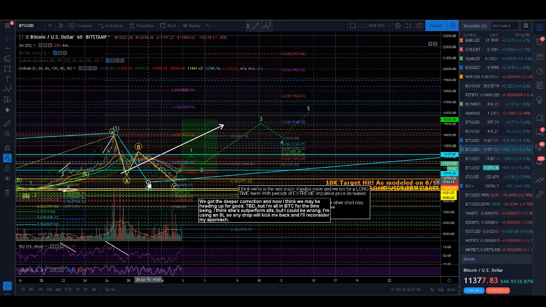Well, I've been holding a BTC long since 3,200. 3,280 was my bottom call, but I actually bought at like 3,400.